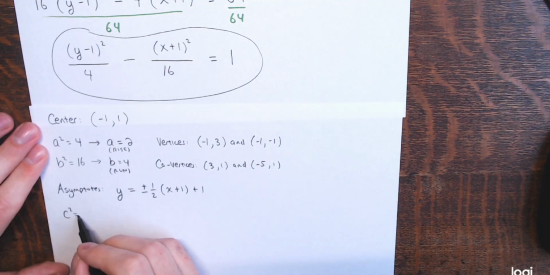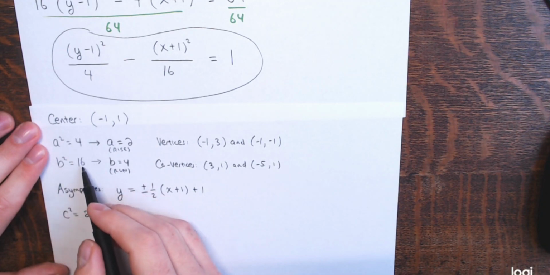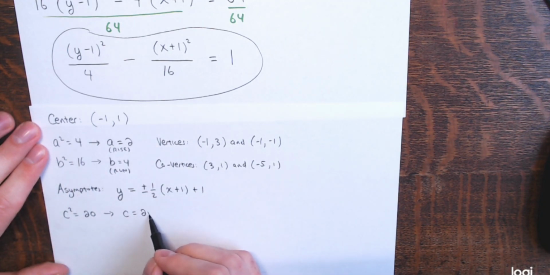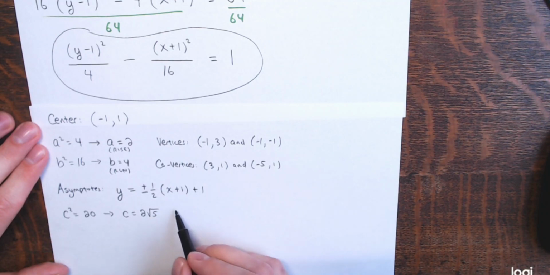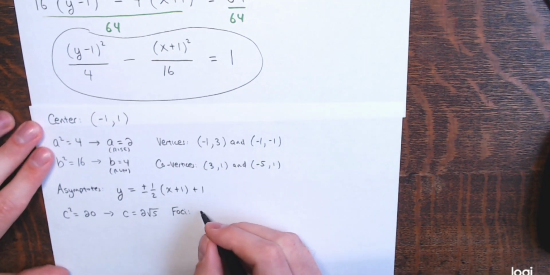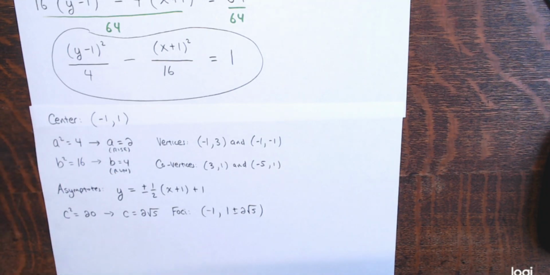C squared equals 20. A squared plus b squared, right? 4 plus 16 is 20. So C would be the square root of 20, which is 2 times the square root of 5. And just like with the vertices, I'd be adding and subtracting this to the y coordinate of the center. The transverse axis is vertical. So the foci are at negative 1 and then 1 plus or minus 2 root 5. And all this information I can now put on a graph.